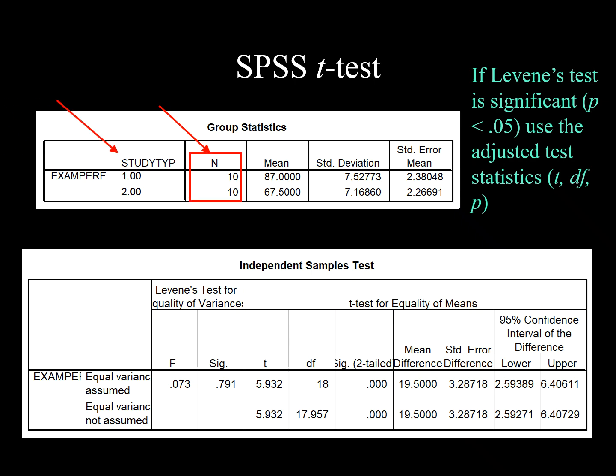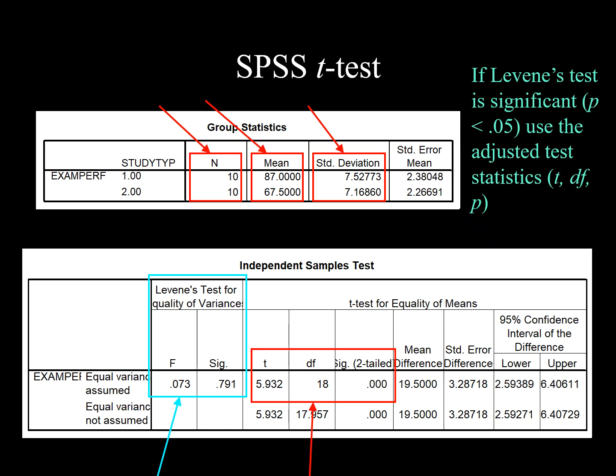So we've got our N, we've got our means, we've got our standard deviations. So we have our descriptive statistics for both groups. We have our Levene's test, which is non-significant, which means we're going to use the top line. And then that top line has the information we want to report. We have our actual calculated t, 5.932. We have our degrees of freedom.